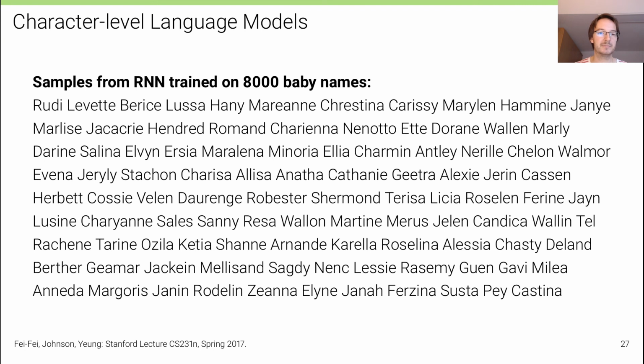Here, the model was applied to a dictionary of 8,000 baby names, and then it was able to generate new baby names. You can see that these are all names that are not present in the training set of 8,000 baby names. You can see that they still sound a little bit like reasonable baby names.